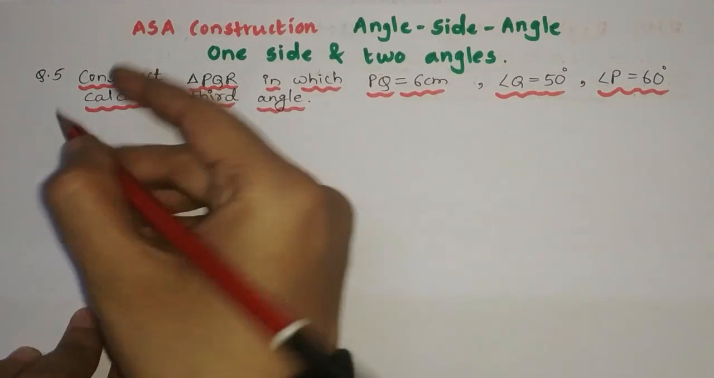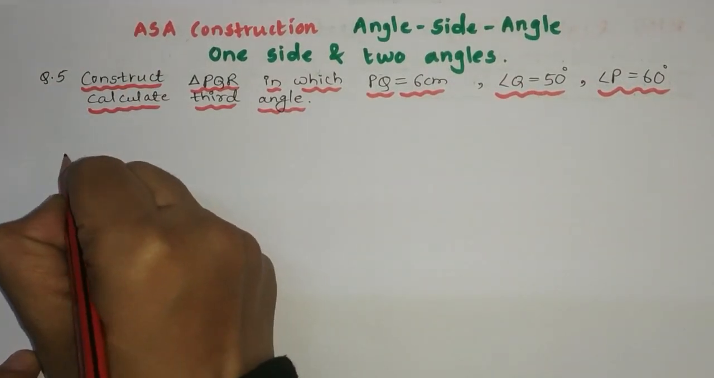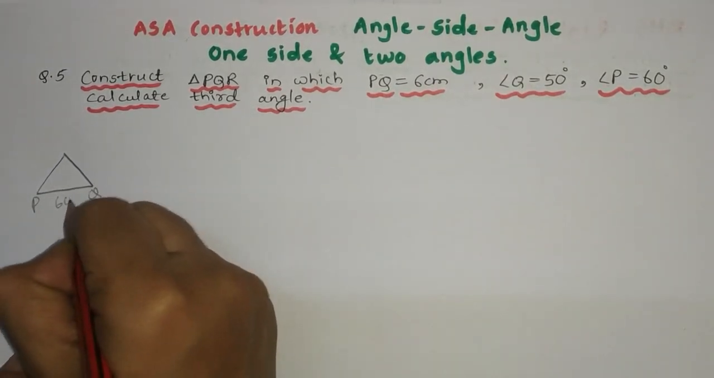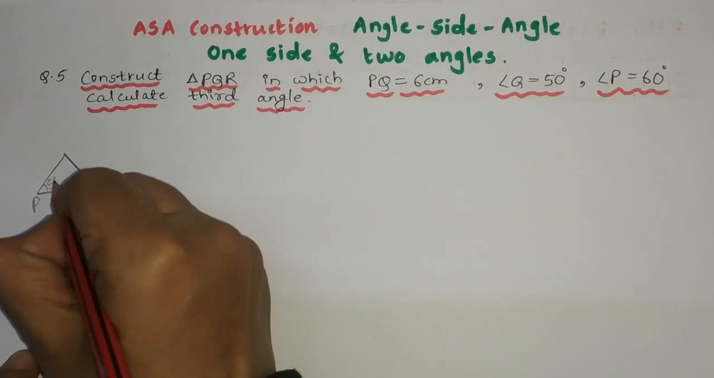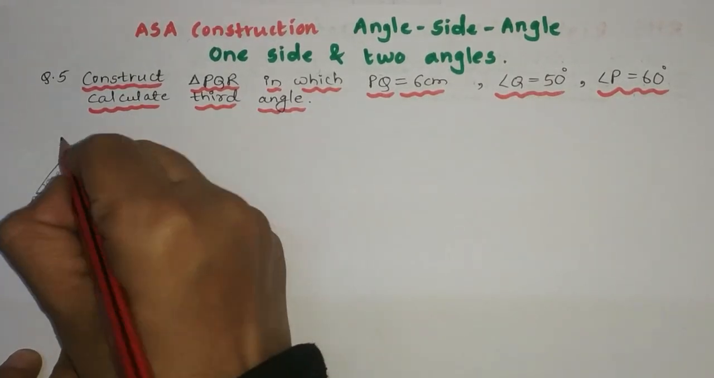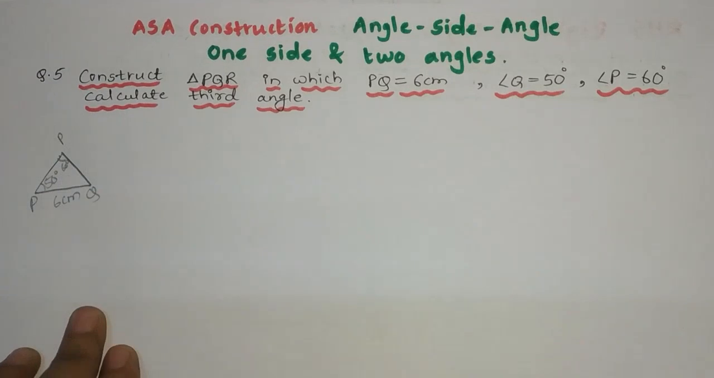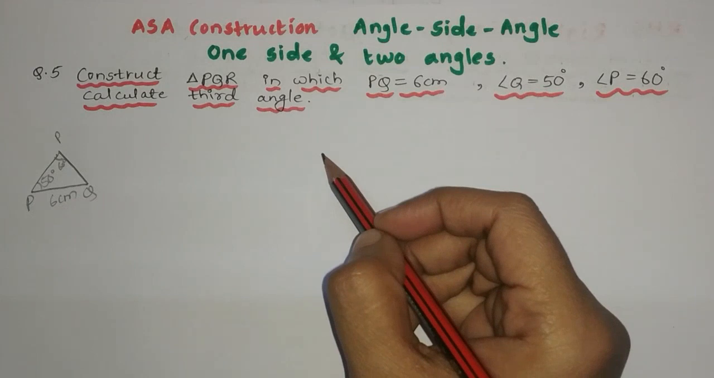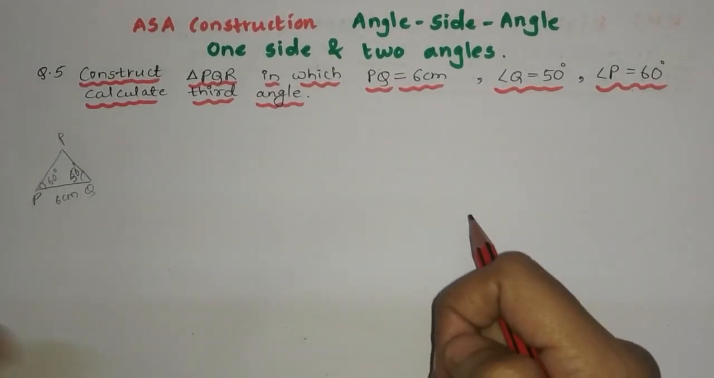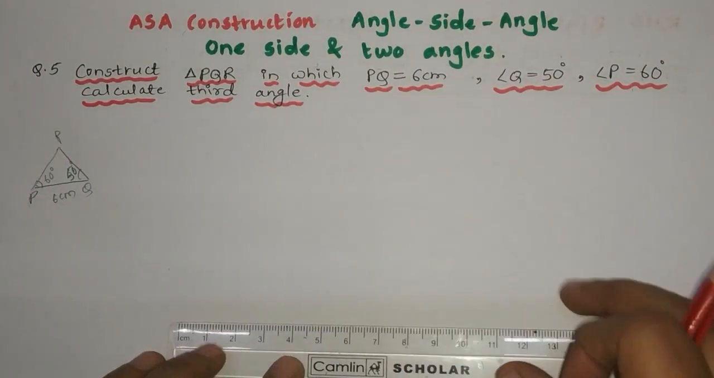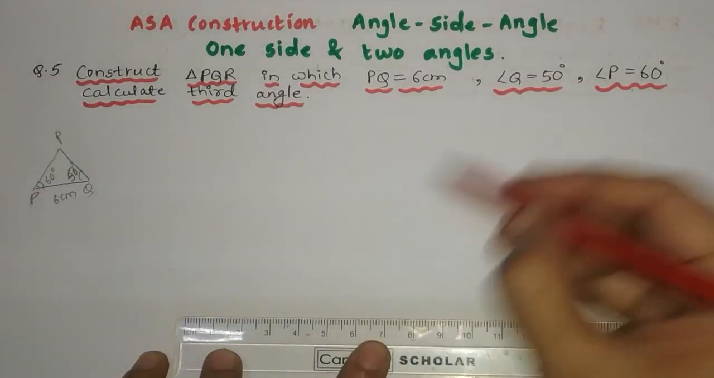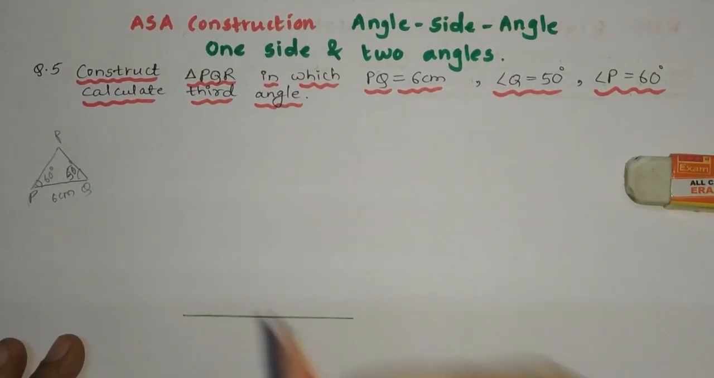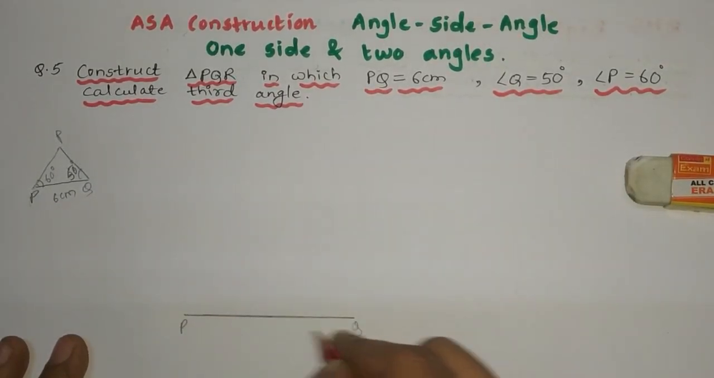So here we will draw first of all a rough triangle, that is a rough image PQR. PQ, this is the side 6 centimeter, angle Q is 50 degree, and this angle P is 60 degree. So now let's start making it. First of all, it is PQ 6 centimeter. This is PQ 6 centimeter.